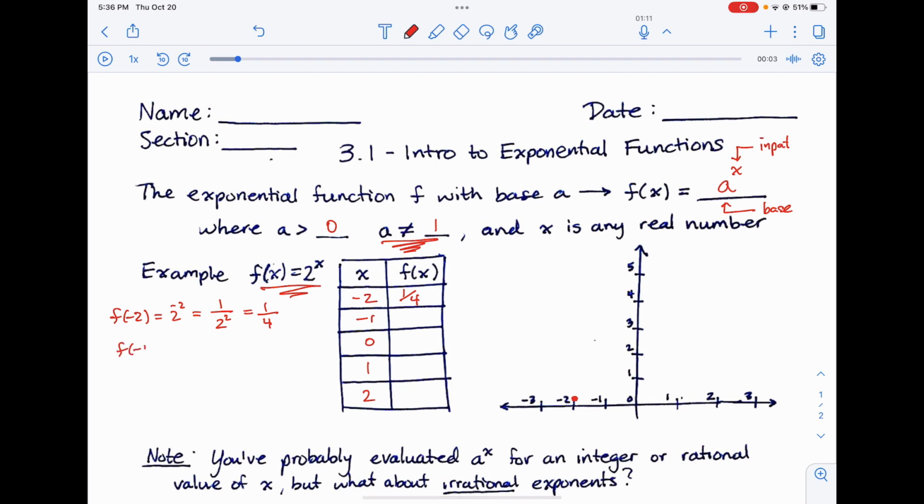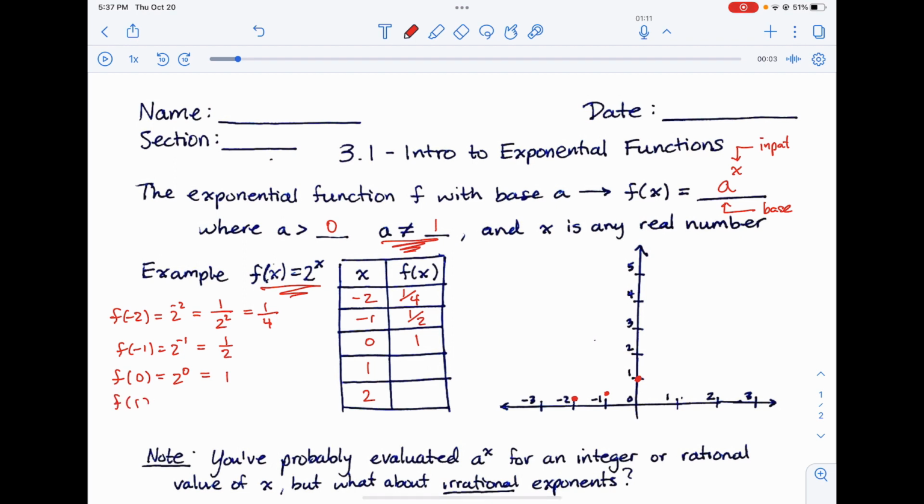Okay, next one. f of -1 is 2 to the -1. Well, that turns into 1/2. So our output here is just 1/2. Excellent. At 0, when I plug in 0, this is a very special rule. If we have 2 to the power 0, that's actually going to be equal to 1. In fact, any number to the power of 0 is always going to equal 1. So what you guys are going to find is no matter what base we have, the exponential function should always go through the point (0, 1), no matter what. That's sort of like a fixed point.